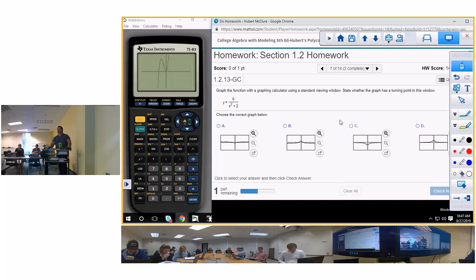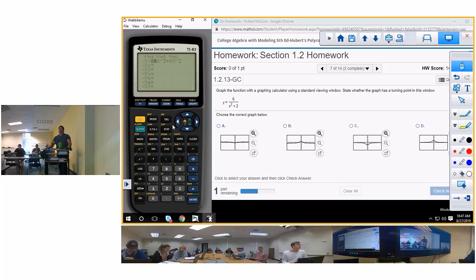Okay. X squared in the denominator looks like a volcano. So it's either B or D. Why is it not A or C? Because you'd have a negative out front. So where's the volcano? B or D? So put it in your calculator.